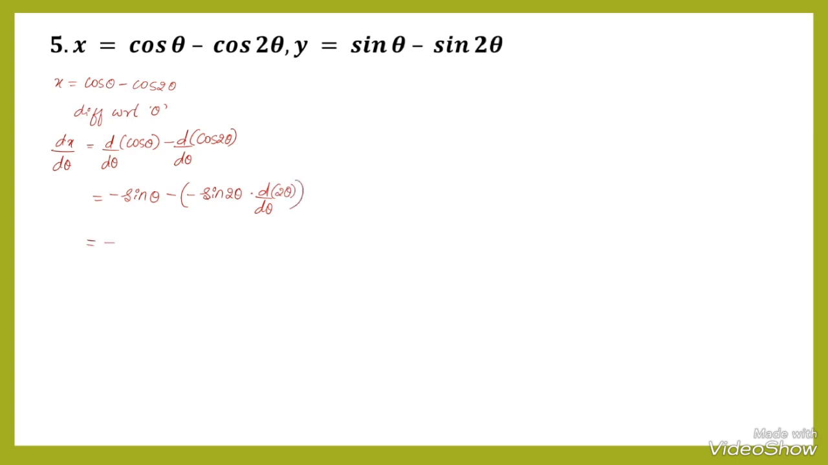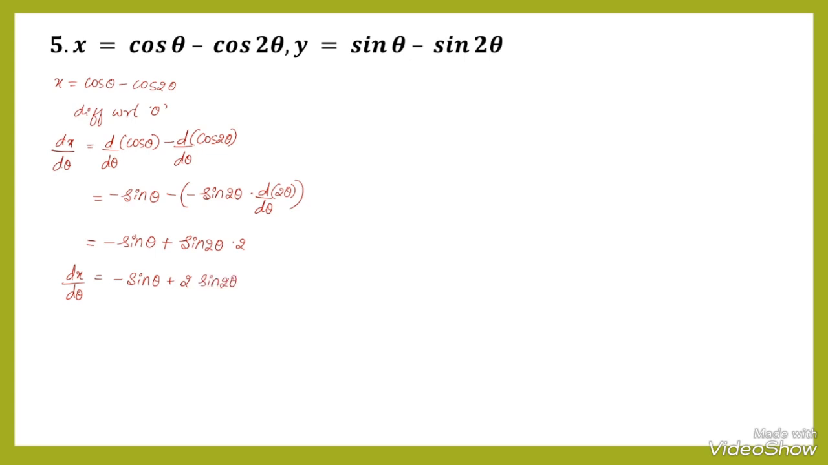It becomes minus sin theta. Minus into minus becomes plus sin 2 theta into differentiation of 2 theta, which is 2 into differentiation of theta. Then dx by d theta is equal to minus sin theta plus 2 sin 2 theta.